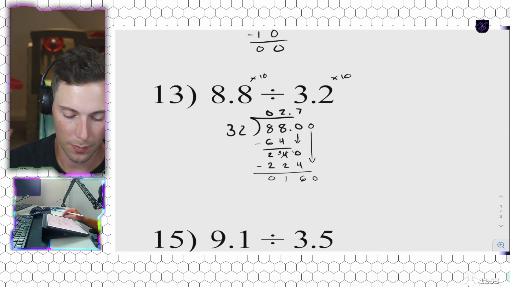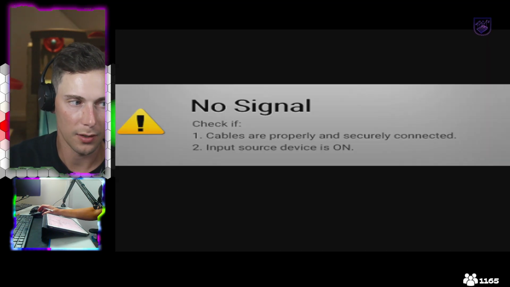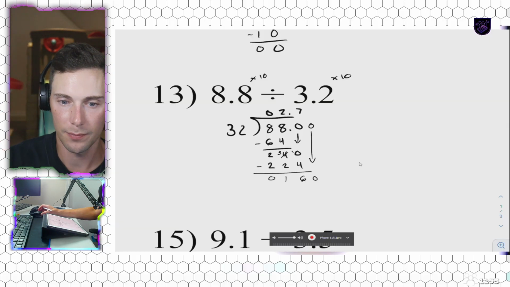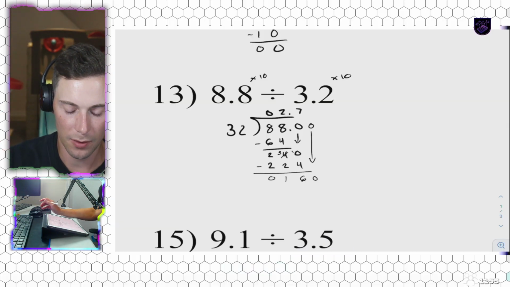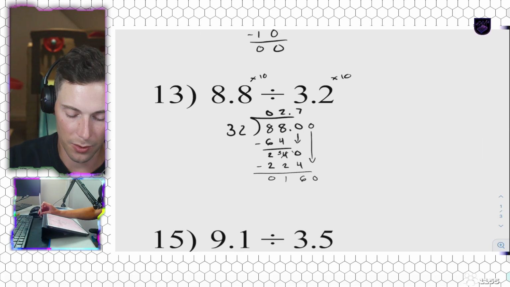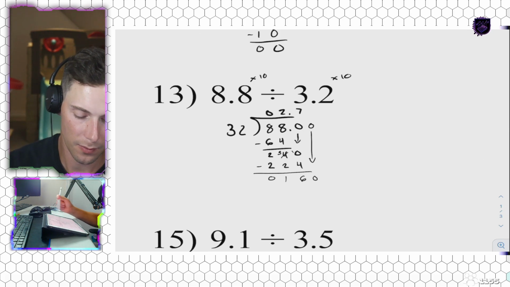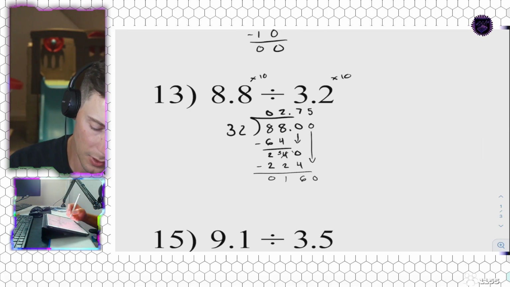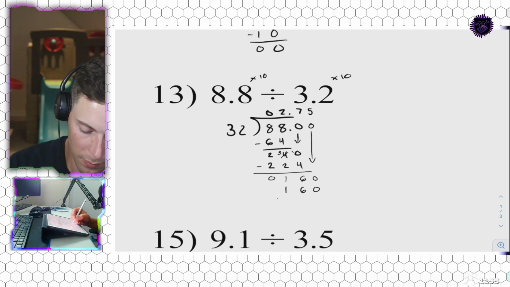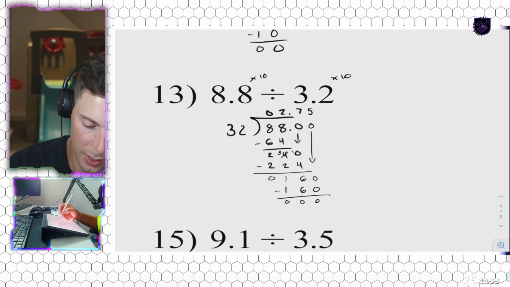160. Oops, my screen just went off here. 160. 32 goes into 160 5 times. And it equals exactly 160. Which will get us to 0. Zeros. So our answer is going to be 2.75.